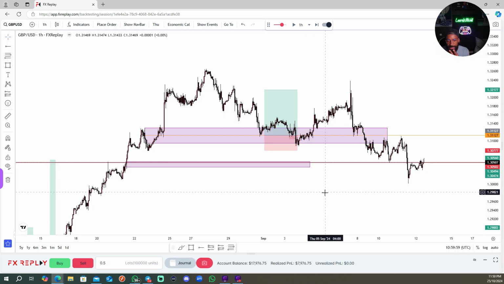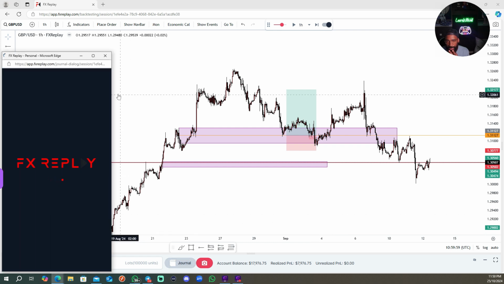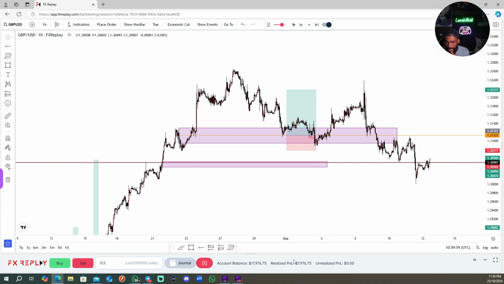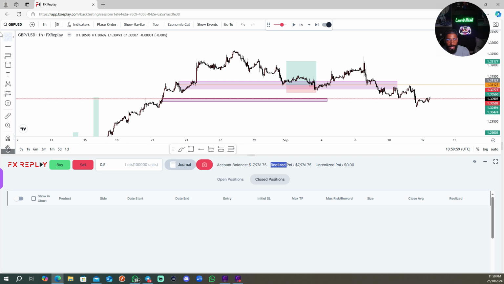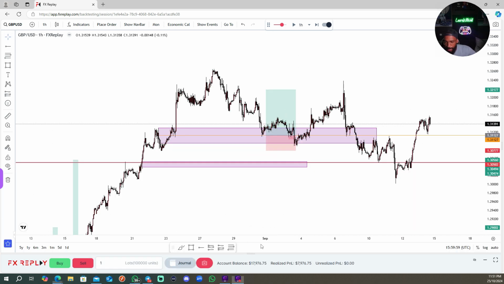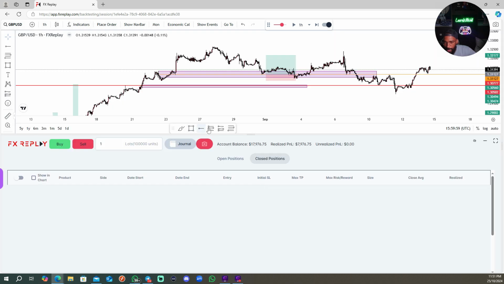Let's do this. Let's go to the journal. Let's see what we can get. Journal's empty. Shouldn't be empty. We've just had trades that we've closed. Okay, I think this program must be bugging because it's not showing me the closed positions, which we could see before, but we can see the profit is here now.